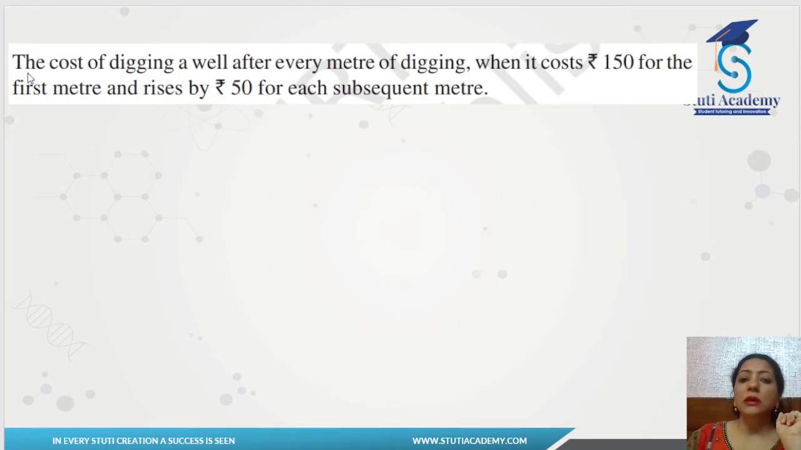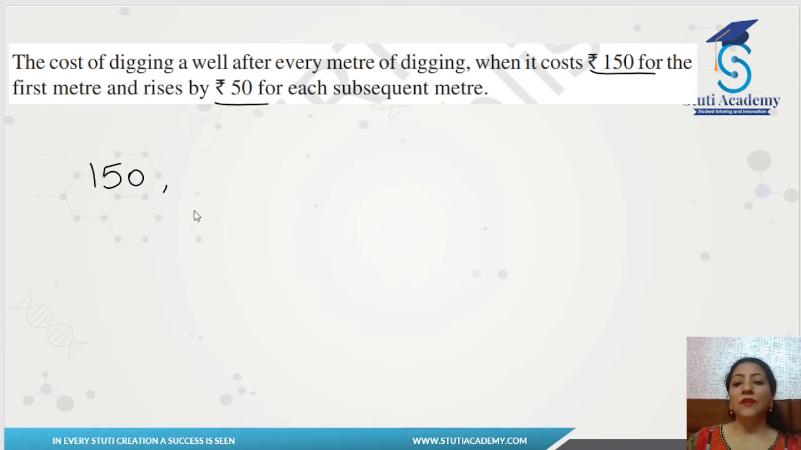Now coming to the next one: the cost of digging a well after every meter of digging, when it costs 150 rupees for the first meter and rises by 50 rupees for each subsequent meter. I'm repeating this. So 150 we are charging for the first meter. So we have to charge 50 rupees extra for the second meter.